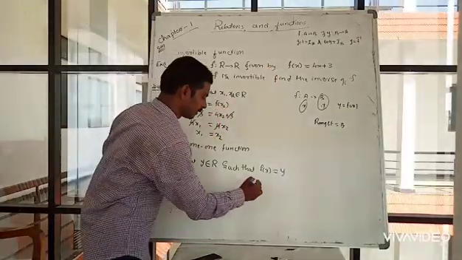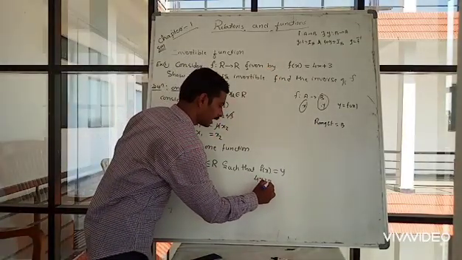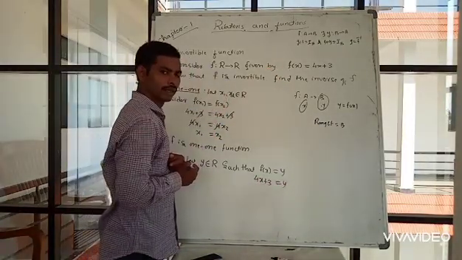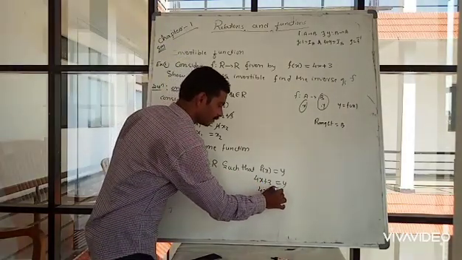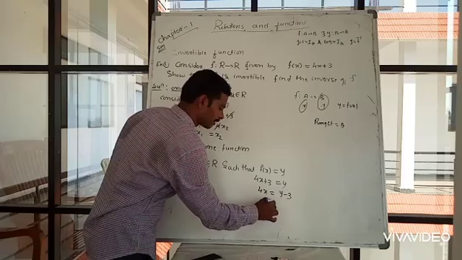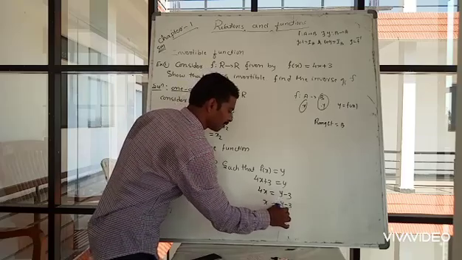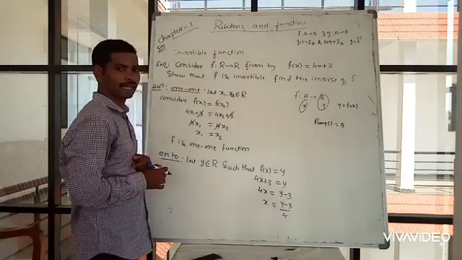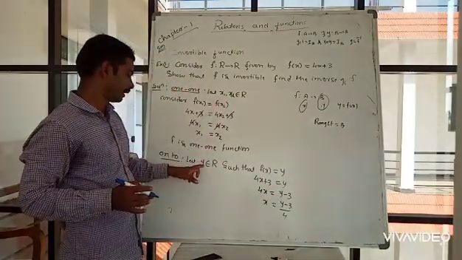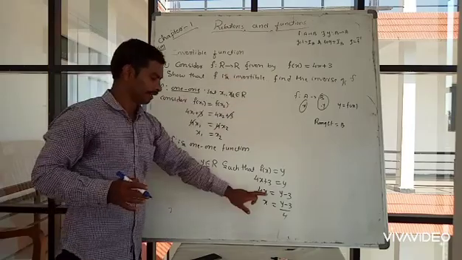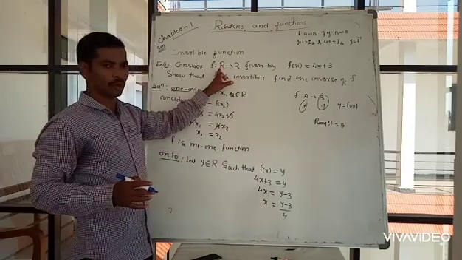F of x is 4x plus 3, equal to y. Therefore, to get the x value, 4x is equal to y minus 3. Therefore, x is equal to y minus 3 divided by 4. Right. y is an arbitrary element in the codomain, and x is an element of the domain.